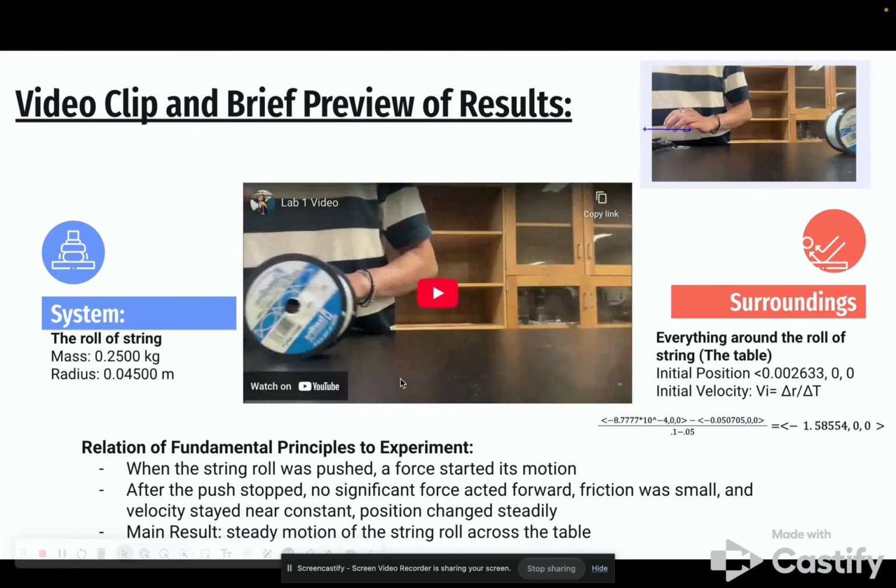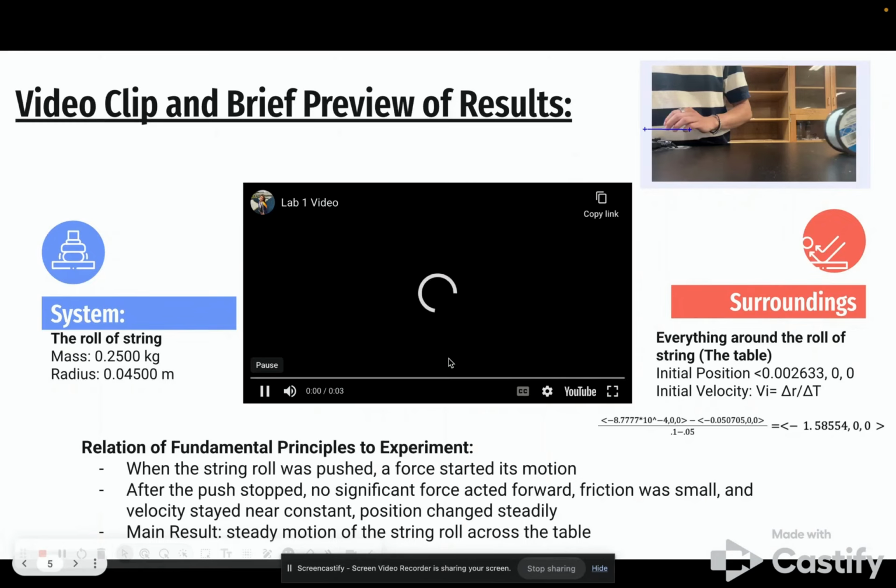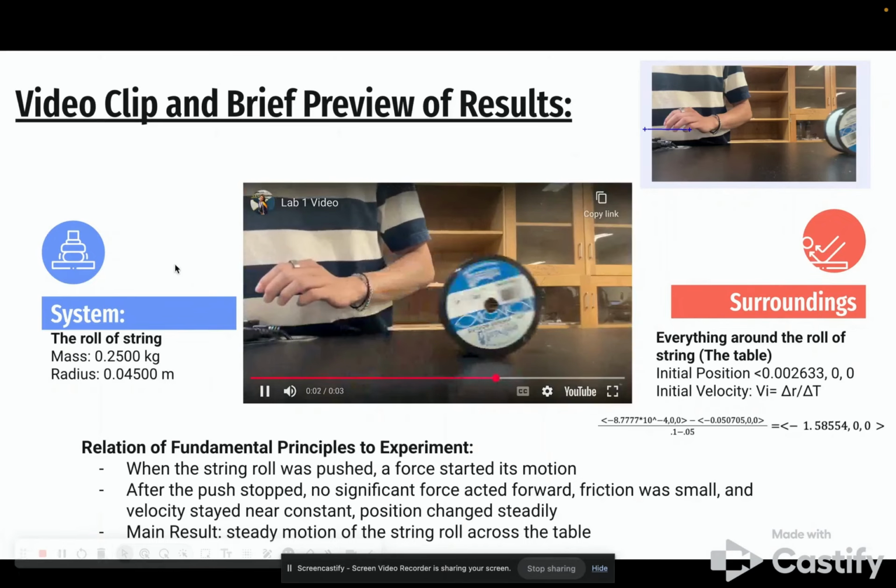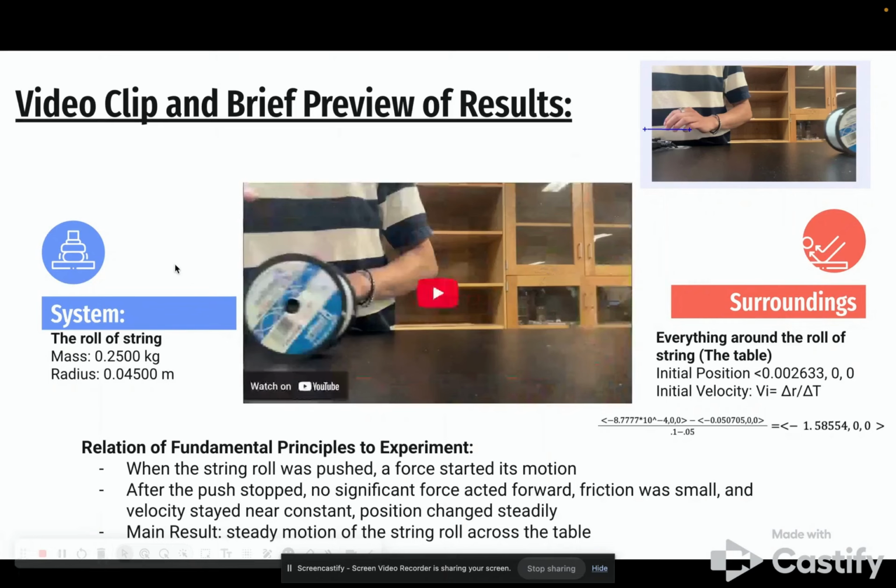This slide shows the experiment setup and a short video clip of the roll of string moving across the table. The system being studied is the roll of string itself, which has a mass of 0.25 kilograms and a radius of about 0.045 meters. The surroundings include everything interacting with the roll, mainly the table surface and the area around it.